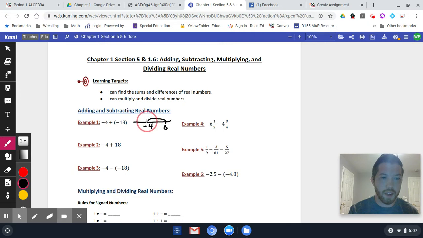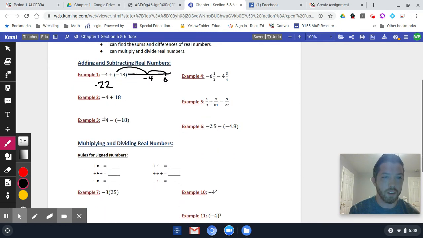And 18 more this way, it's all the way over here somewhere. We can see that our answer should be a negative number, right? Because it's two negative numbers being added together. So it's just like adding two positives, 18, 19, 20, 21, 22. But instead of a positive, we have a negative 22.